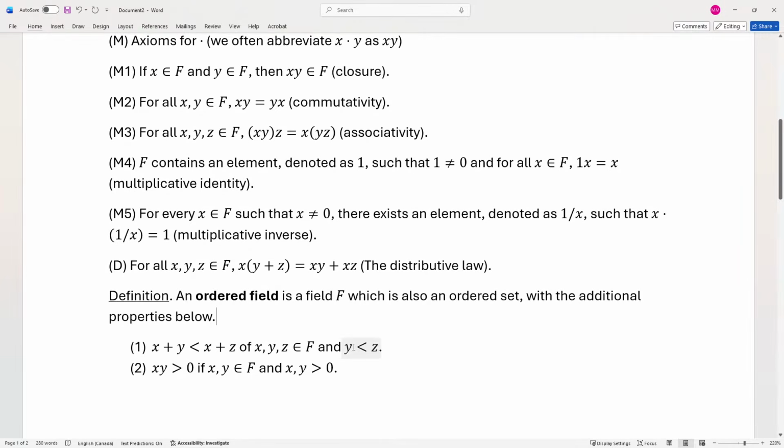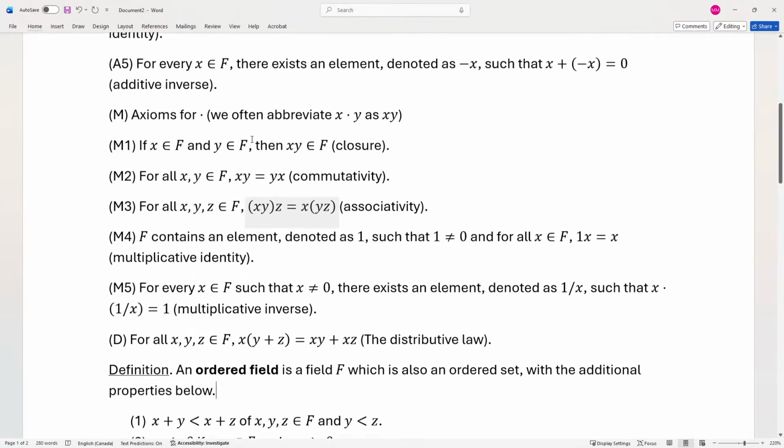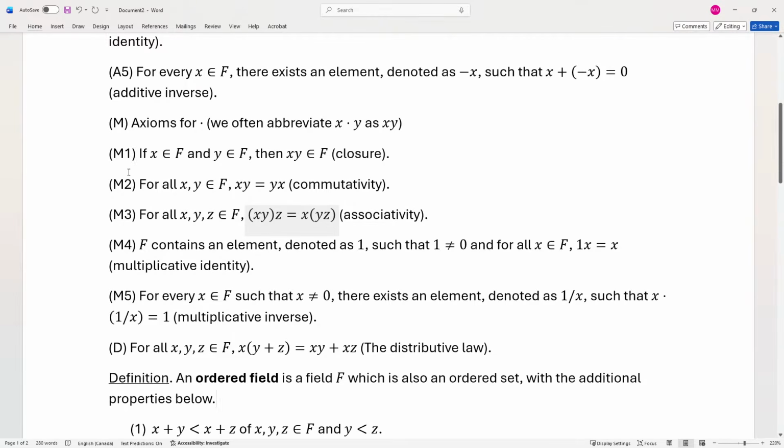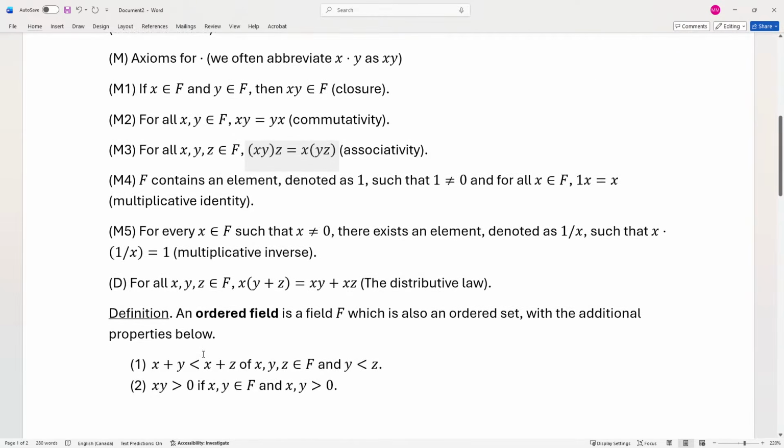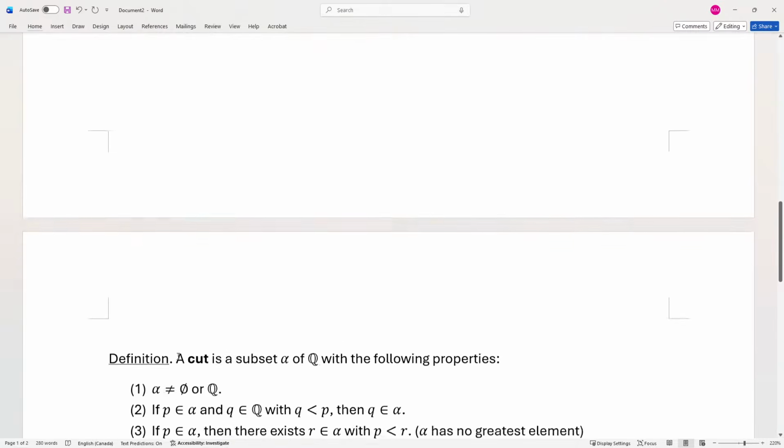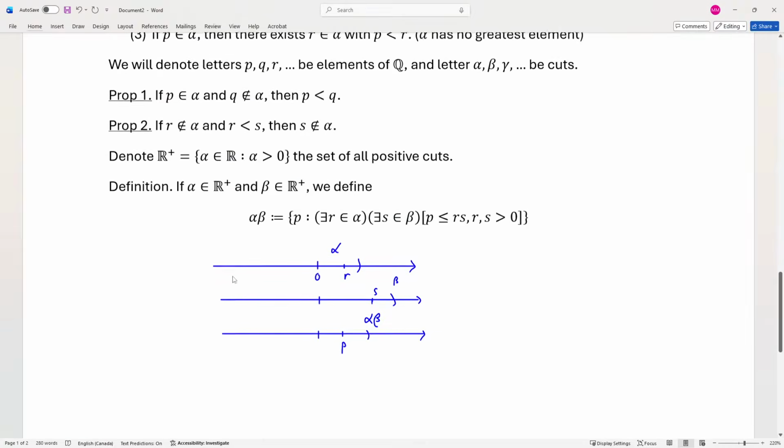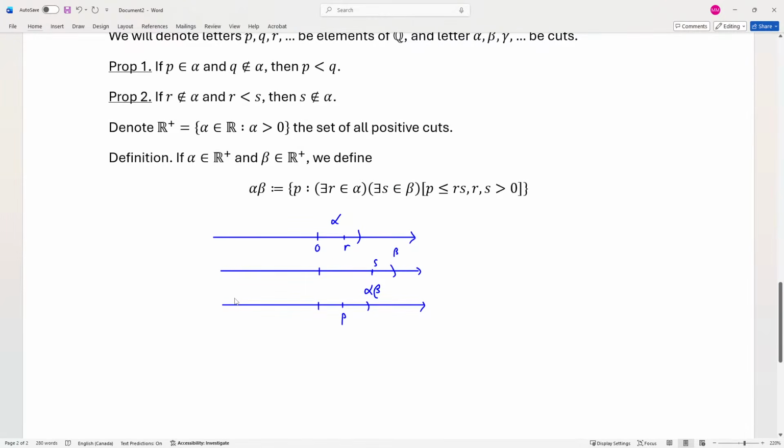So now our objective is to prove M1 to M5, D, and these two properties. If we can do that, then the real number is constructed. Okay, so that's the plan. So how do we proceed? We just define the multiplications between two positive cuts. Okay, so let's get on with proving M1.